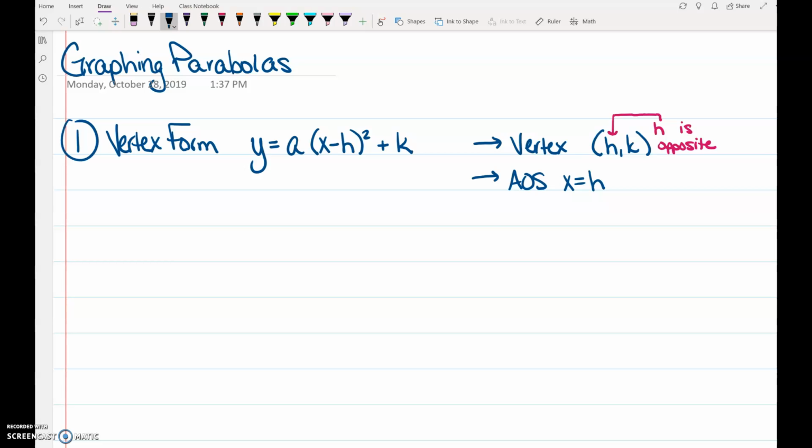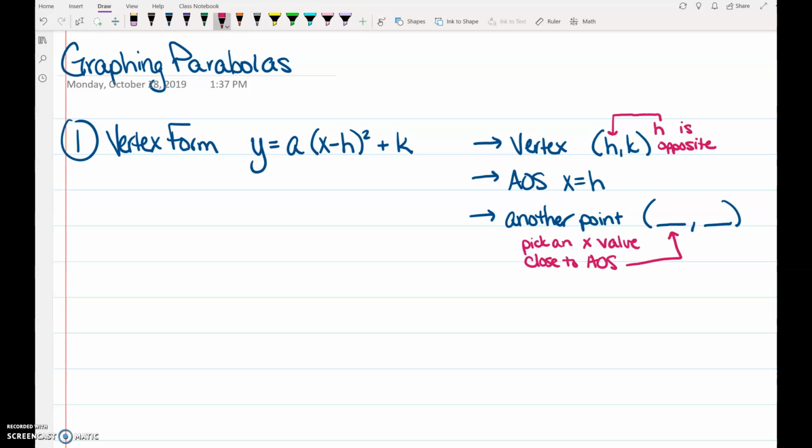Then you need another point. This is the hardest part of vertex form, remembering how to get another point. Because if you get one more point, you just reflect that point over the symmetry line. So you just need one more point that isn't on the symmetry line. To get that point, you need to pick an x value close to the axis of symmetry. That's the x value of your point.